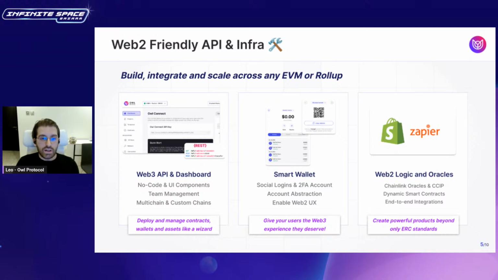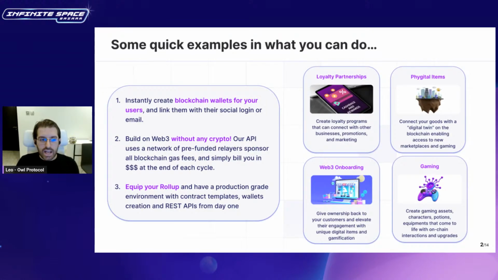But the other solution you can use is self-serve, which means you can launch your own rollup, whether it's through a rollup-as-a-service provider or through various toolkits like Rollkit, and then have OWL Protocol's infrastructure work on your rollup automatically. You don't have to call us. You don't have to contact us. Everything works out of the box. And you'll have access to the same features that you have on public chains, meaning APIs, dashboards, smart wallets, and Zapier.